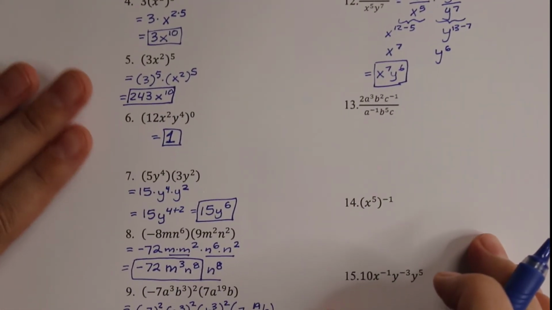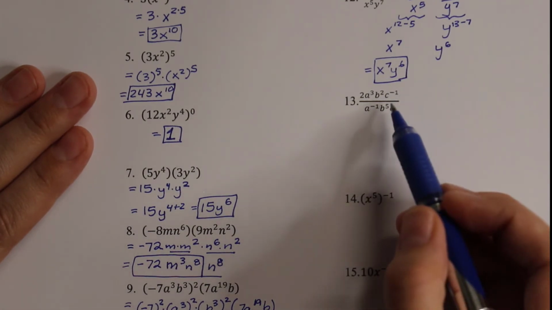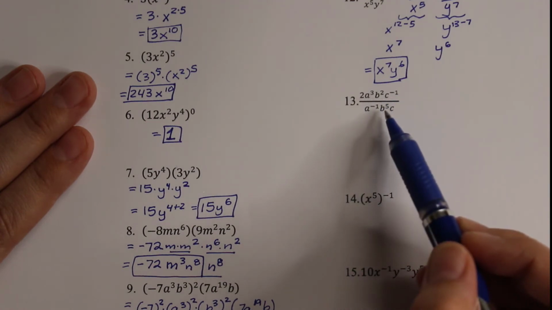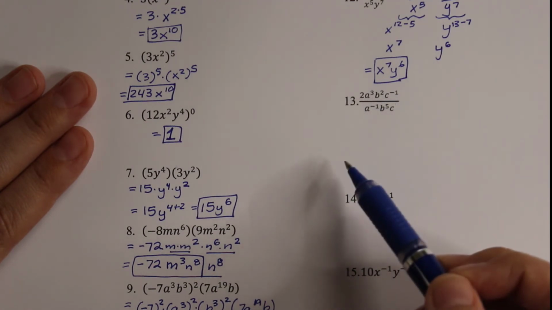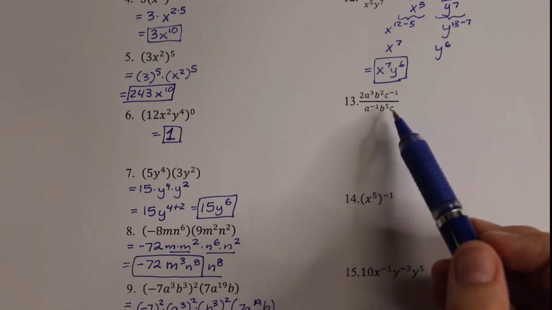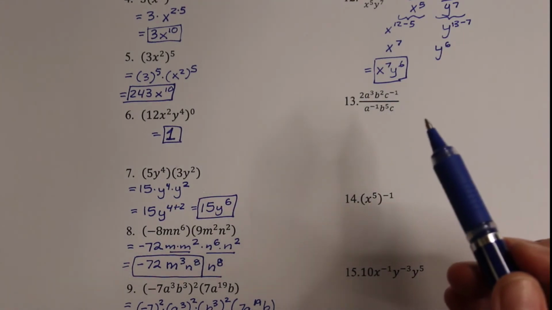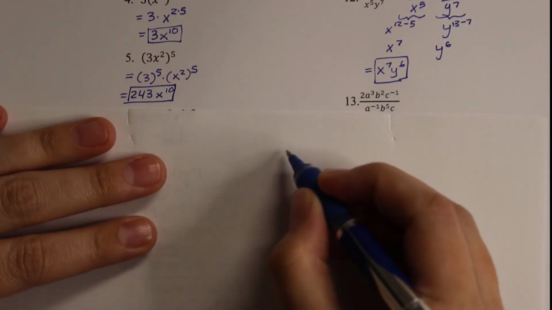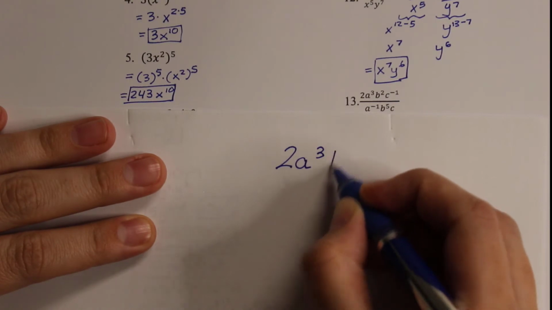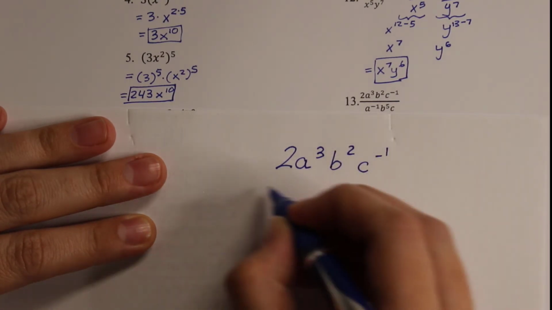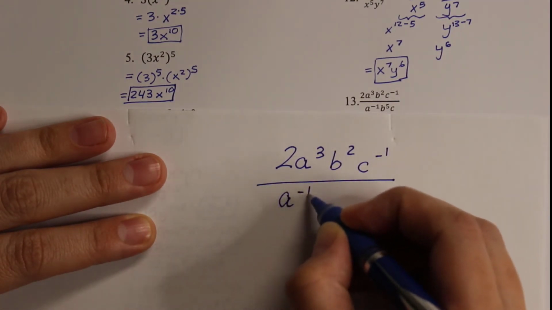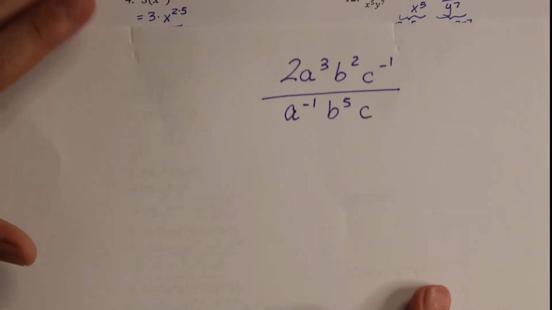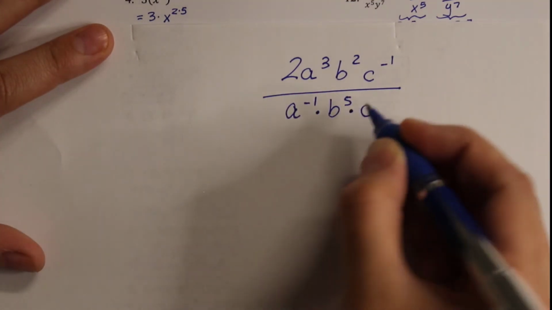Okay, let's take a look at number 13. This has a lot going on. You have the same base on top and bottom in terms of a and b and c, and you also have negative exponents. So let me make this one a little bit more clear. I'm going to write it bigger because I do want to make it stand out. So I have 2a cubed b squared c to the negative 1 over a to the negative 1 b to the 5th times c. Okay, so in this case, I am multiplying, so I always just want to be aware.